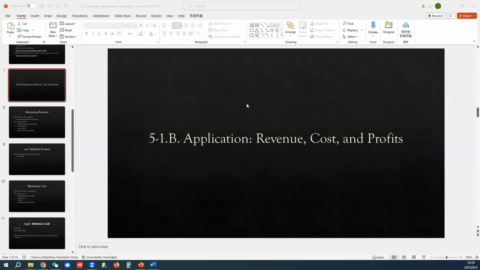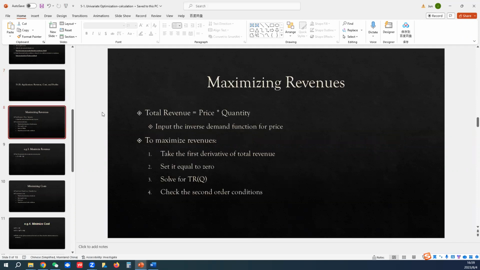Now let's move on to the application of optimization to revenue, cost, and profits, which are key themes of business. In this section, I will be focusing on maximizing revenues.